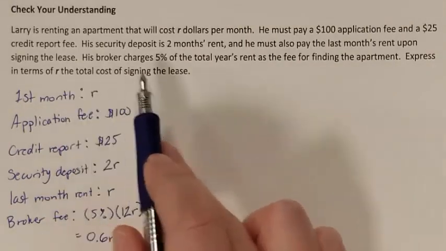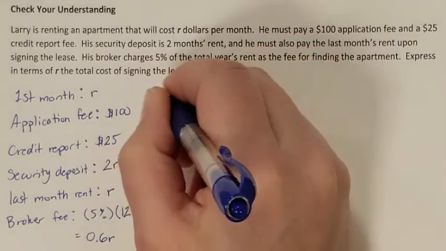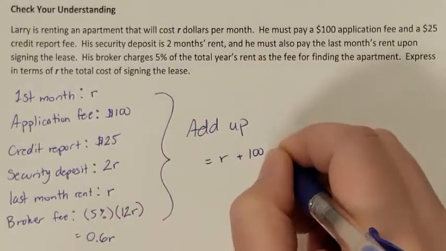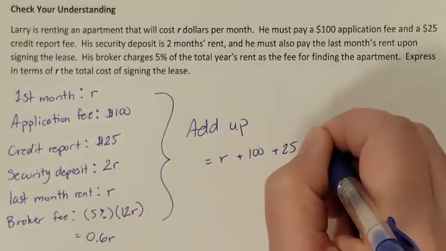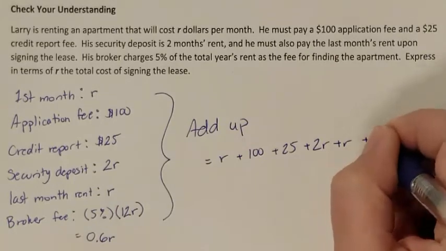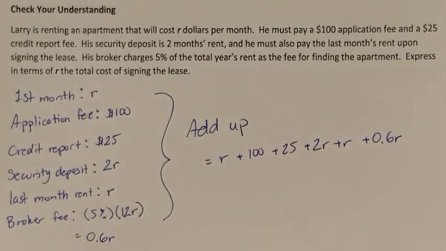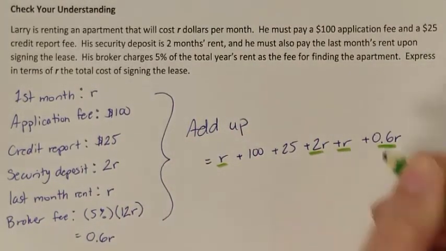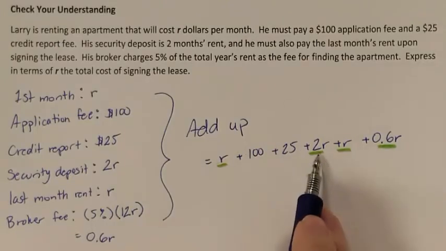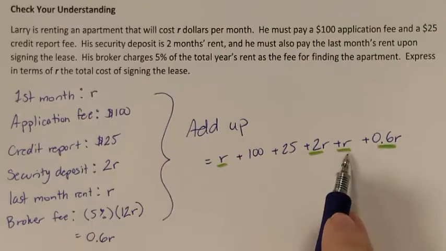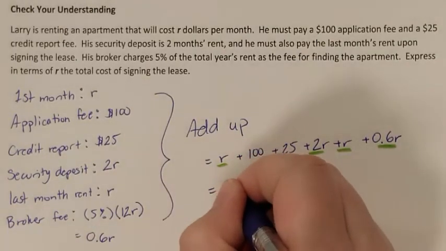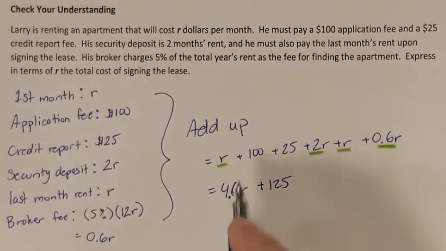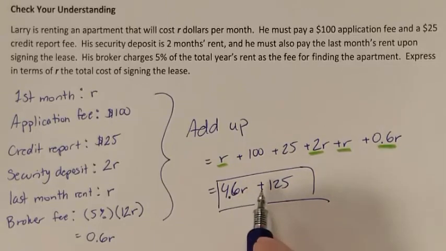Expressed in terms of R, the total cost for signing the lease. So you need to add all of this up. So I have an R plus a 100 plus a 25 plus a 2R and another R plus a 0.6R. We are going to be combining like terms. And remember, with like terms, R's can only go with other R's. So all these R's are going to be added together. So R plus 2R gives me 3R. Add one more R gives me 4R. Add 0.6R gives me 4.6R. And then the numbers get added together, and that's 125. So this is his equation, 4.6R plus 125.